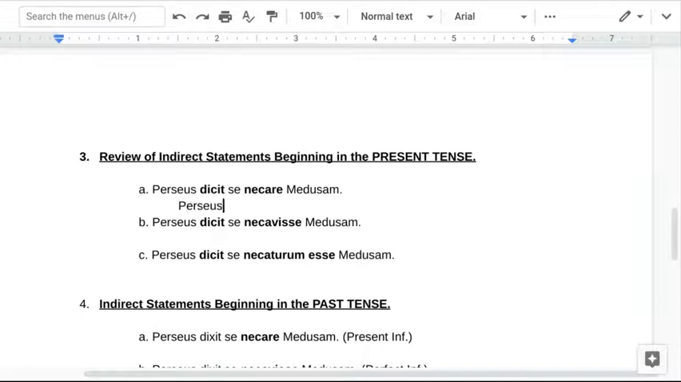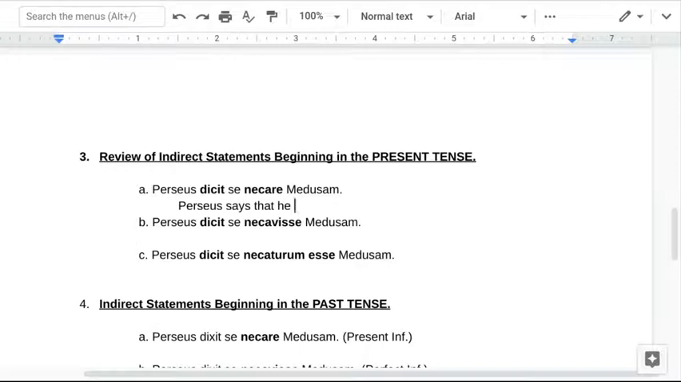Perseus, by the way, this is in honor of the fact that Disney Plus is going to cover the Percy Jackson series, which for some of you guys are fans of that, or any fan of mythology should be excited about that.